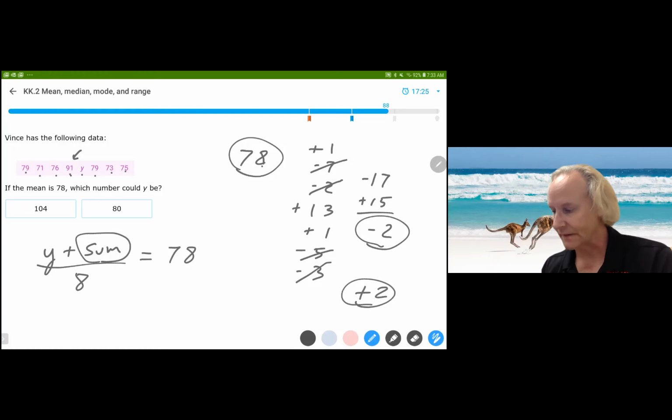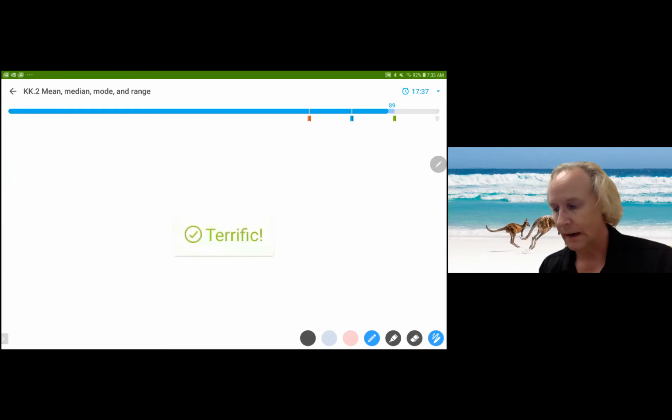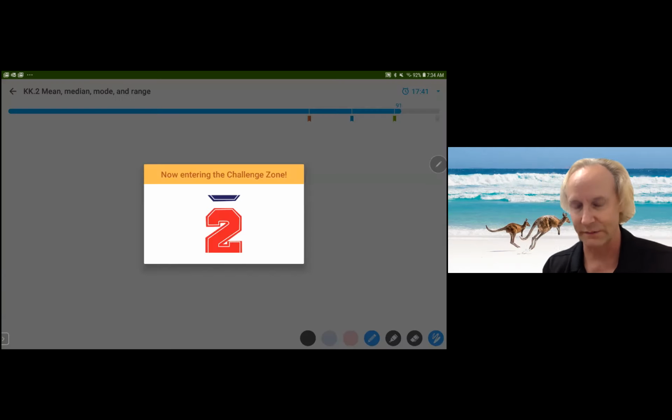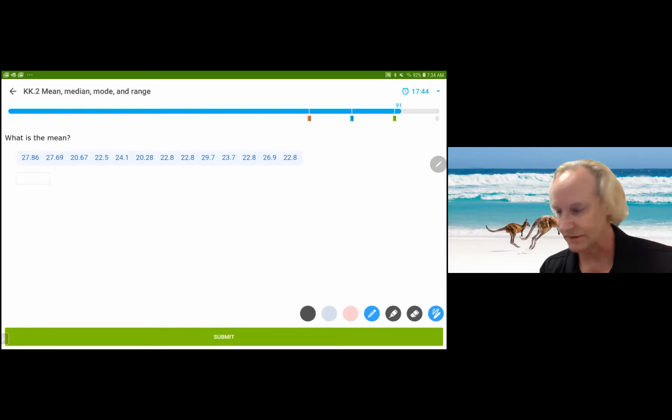So that means that I have to go 2 above my average, or 80, which will make the differences all 0 when I compare the differences with 78. It's a little tricky, but there it is. It is 80. I could have just estimated and said it was, the 104 was way too big, but I think it's good to look at those.